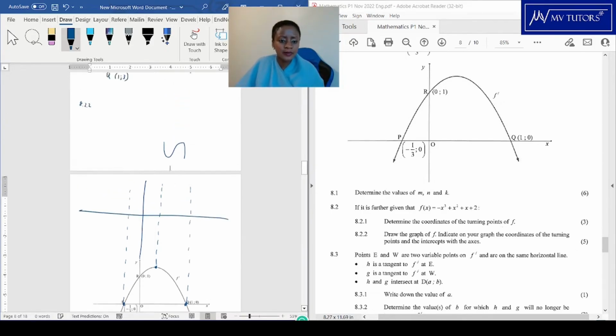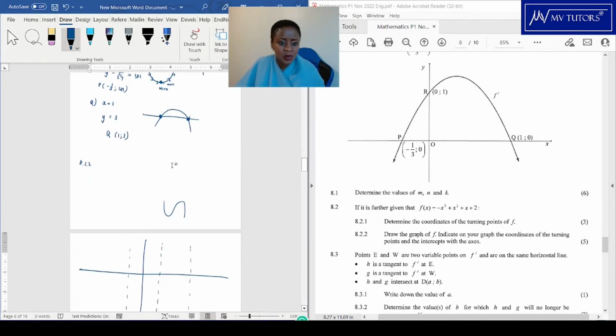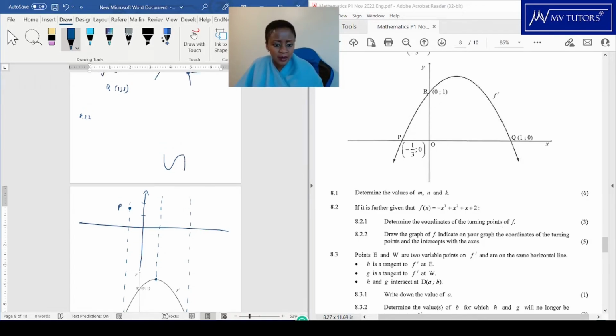Okay, so P was negative a third and 1,81. So I'm just going to say that's 1, that's 2, so somewhere around there. That's P, okay? And then Q is 1 and 3. So 3 is somewhere up there. I didn't plan my space correctly, but it's all good. Let us see what we work with here. Let's say that's 3, and that's 1, so that's Q.